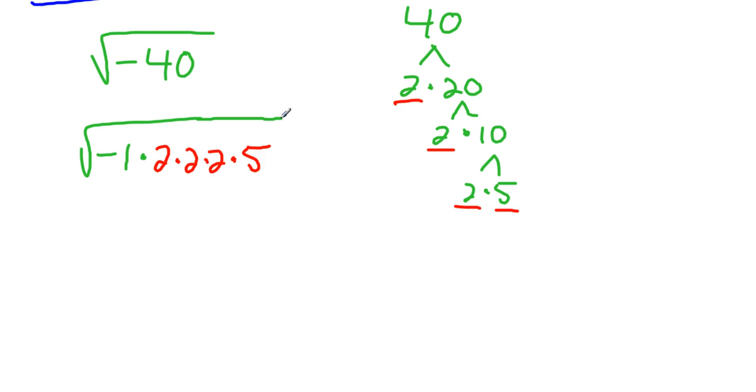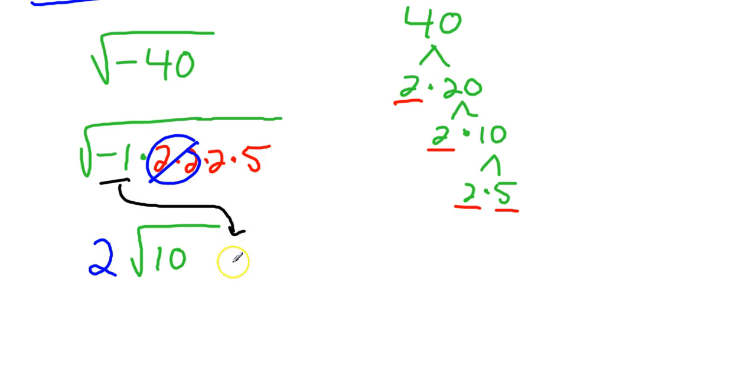Same thing with these. You've got a pair of 2's, so you can put that 2 on the outside. You're left with a 2 times 5 on the inside. So we're going to make that 10. And where you have the negative, you're going to take that part of it and then just put an I at the end of the equation.